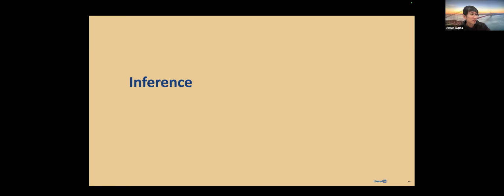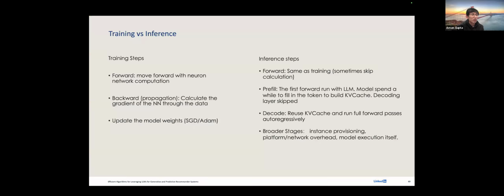As we transition to the second half of today's session, we'll now focus on another critical aspect, which is efficient inference for large language models in generative and predictive recommender systems. While training often attracts the most attention, in practice inference dominates operational costs and user experience. Training happens once, but inference happens millions or even trillions of times across user requests. Our objective in this session is to explore strategies to make inference faster, cheaper, and more reliable, while still maintaining the high quality and accuracy of LLMs to match users' expectations.